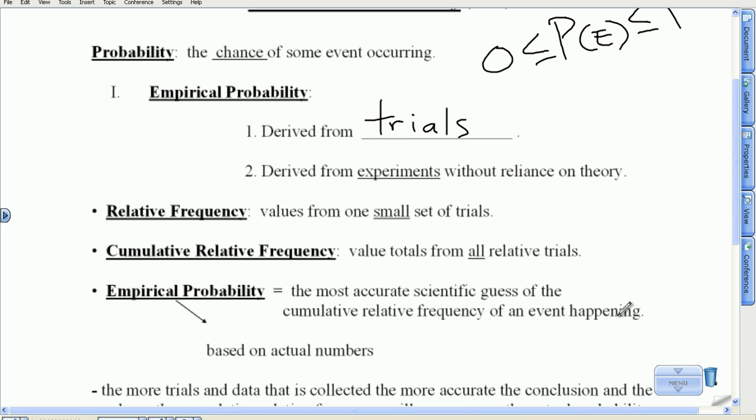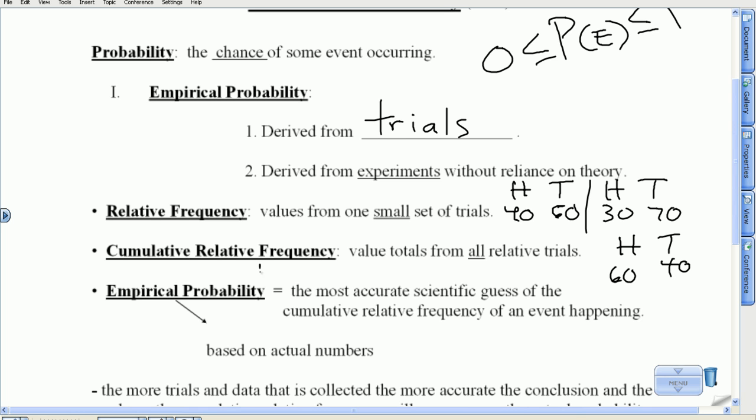Cumulative relative frequency. Value totals from all relative trials. So if you had the trials for student 1 and the trials from student 2 and the trials from student 3 and so on, cumulative relative frequency would be all those combined together. So I had the kid with the heads 40 and tails of 60, and then I had another kid that had heads of 30 and tails of 70, and I had another kid that had heads of 60 and tails of 40. And then when I combine all that together, I say, listen, heads, 40 plus 30 is 70, plus 60 is 130. Tails, 60 and 70 is 130, plus 40 is 170. That would be a cumulative frequency, because I'm just combining all the relative frequencies together.